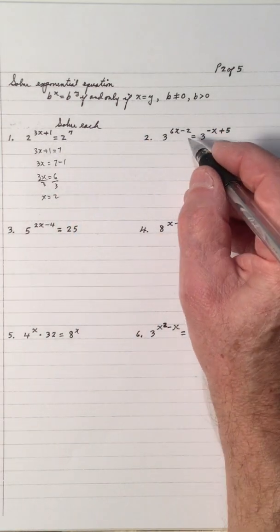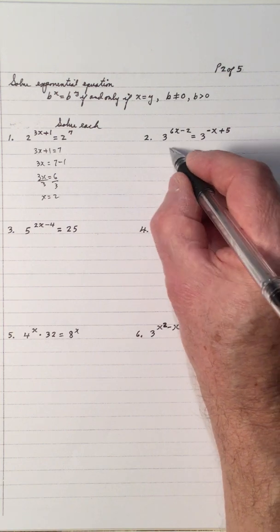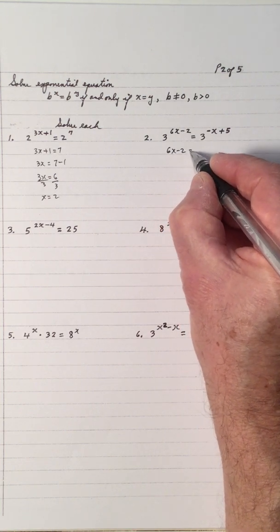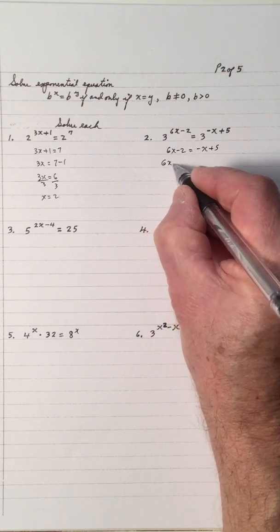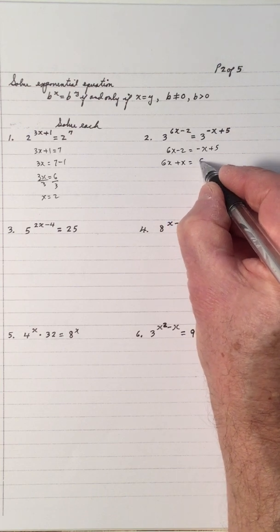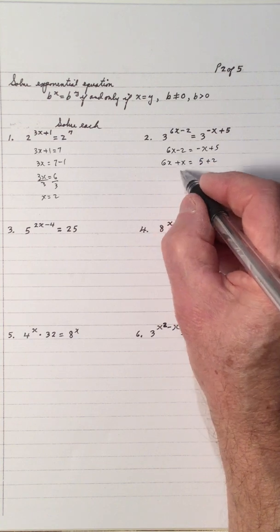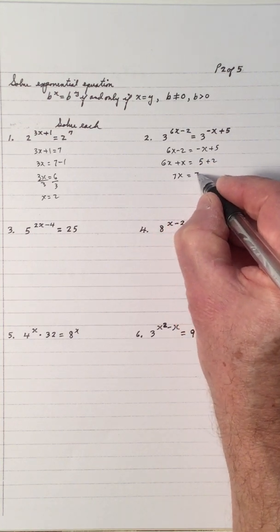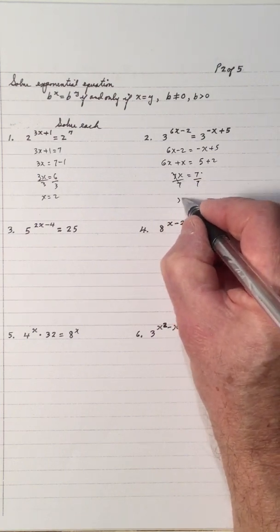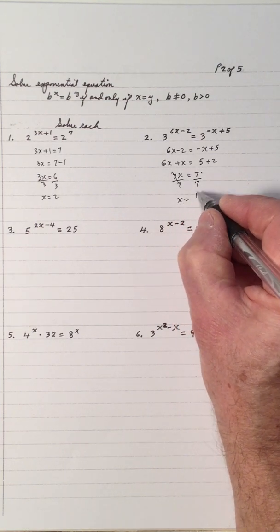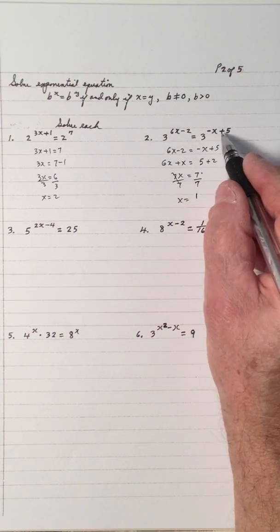Perfect. And again, both bases are the same, so we can say that 6x minus 2 equals negative x plus 5. Move the x's to the left and move the constants to the right. When we do, we get 7x equals 7. We divide by 7 and we get x equals 1. And again, if you put 1 back in, you should verify.